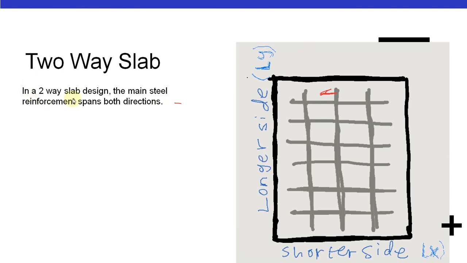In a two-way slab design, the main steel reinforcement spans in both directions. So you can see the main reinforcement along the shorter side and that along the longer side, and that is why it's called a two-way slab.